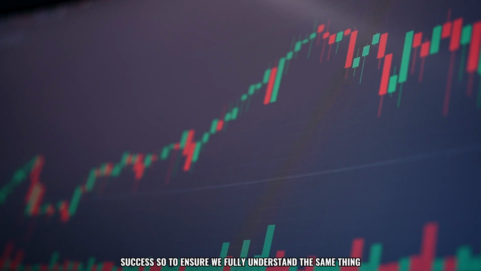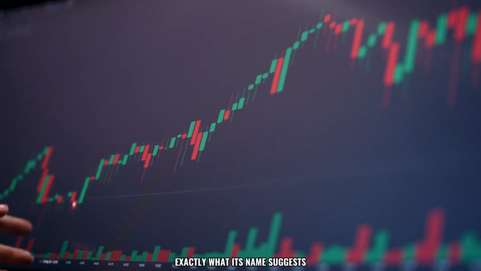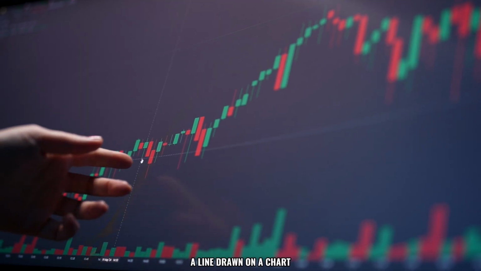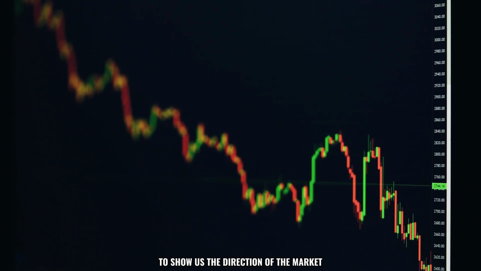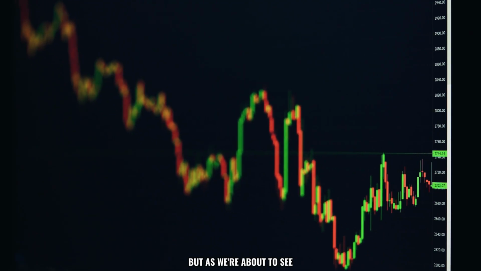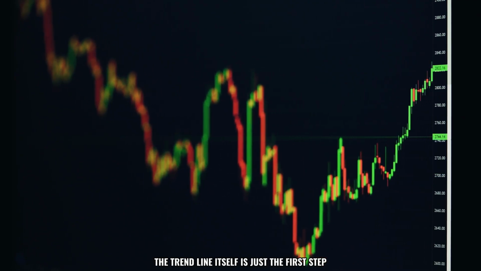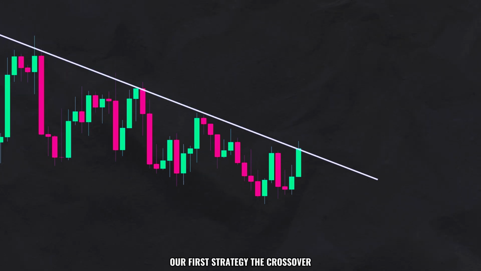So, to ensure we fully understand the same thing, a trend line is basically exactly what its name suggests, a line drawn on a chart connecting important peaks or troughs to show us the direction of the market. It's a great visual representation of structure, but as we're about to see, the trend line itself is just the first step. Let's look at our first strategy, the crossover.